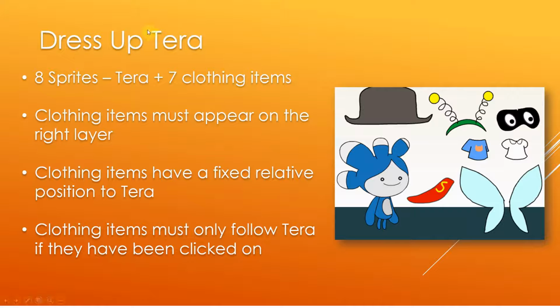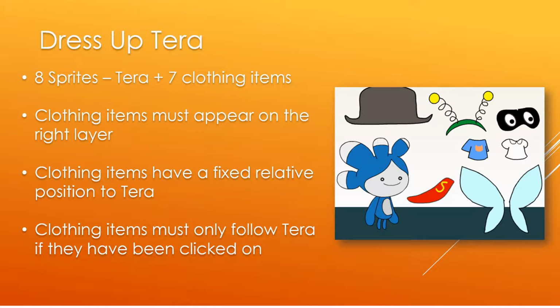So the first thing to note is that there are 8 sprites in this project, which are Tera plus her 7 clothing items. We've got the hat, the antenna, the glasses or goggles, the blouse, the t-shirt, the wings, and the cape, and of course Tera herself. Now, some clothing items must appear in front of Tera, some of them must appear behind Tera. The wings always appear behind her, and the cape, the antenna, the eyes, the hat all appear in front. But the order in which they appear in front doesn't really matter.